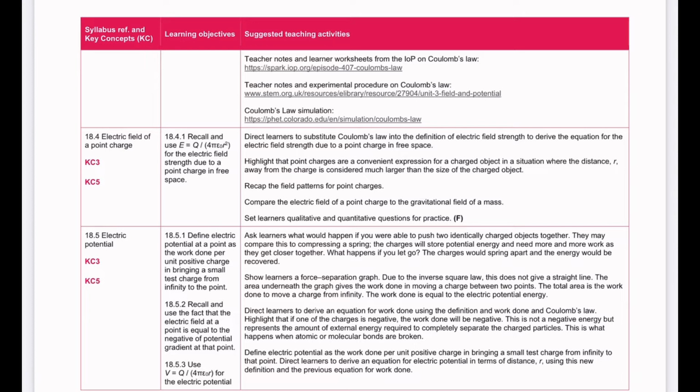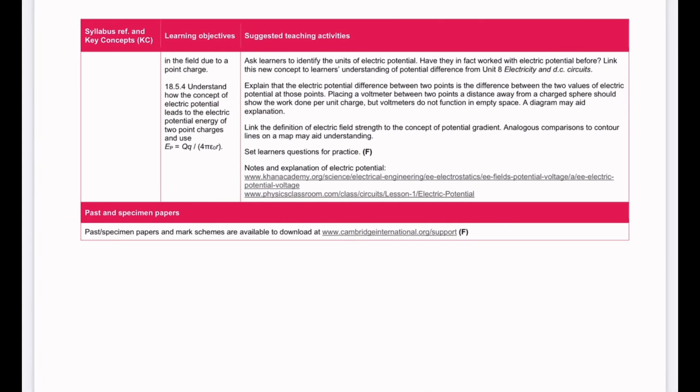18.5.2. Recall and use the fact that the electric field at a point is equal to the negative of the potential gradient at that point. 18.5.3. Use V = Q/(4πε₀r) for the electric potential in a field due to a point charge. 18.5.4. Understand how the concept of electric potential leads to the electric potential energy of two point charges and use EP = Q₁Q₂/(4πε₀r).